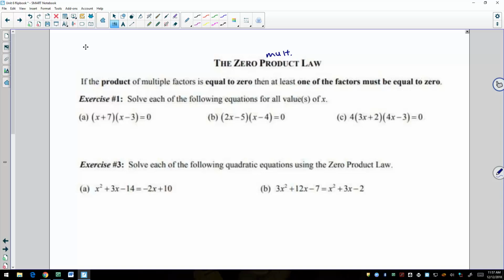So when you are multiplying, let's say x times y, and you know the answer is 0, that means one of two things. Well, one of three things actually. Either x is 0, y is 0, or they're both 0. So if you are multiplying any two things together, one of them basically has to be 0.